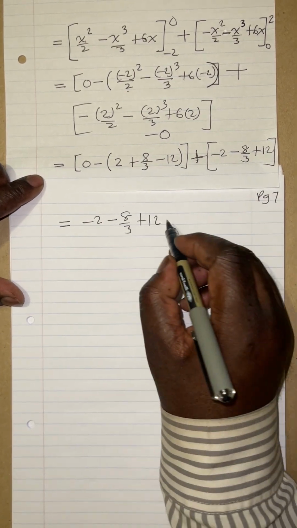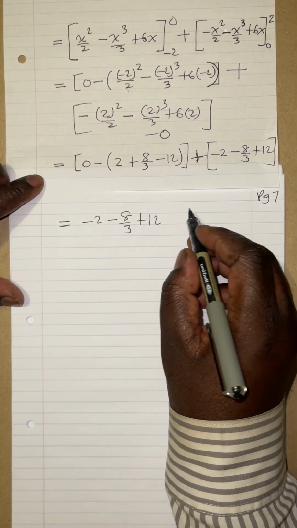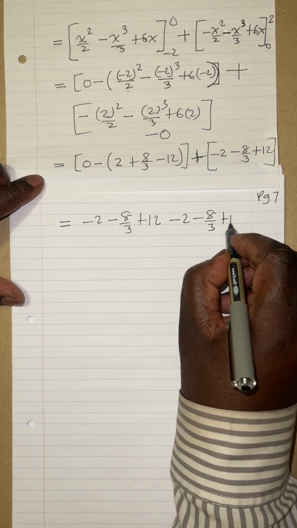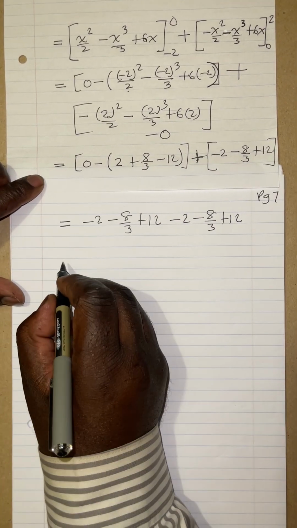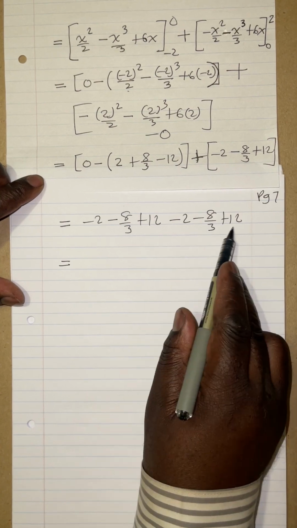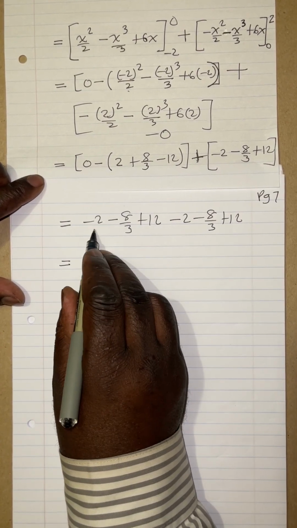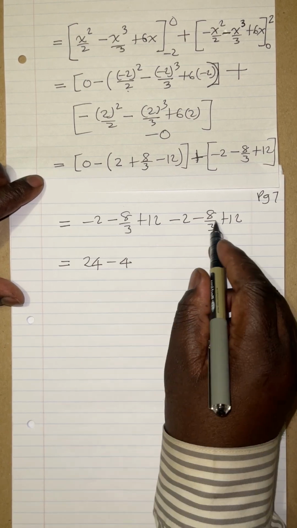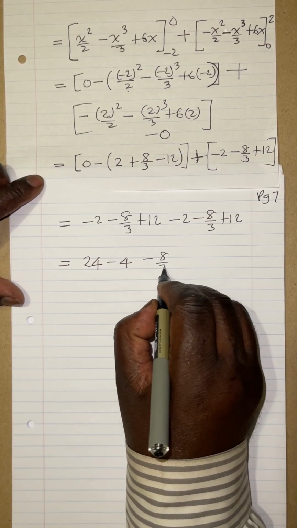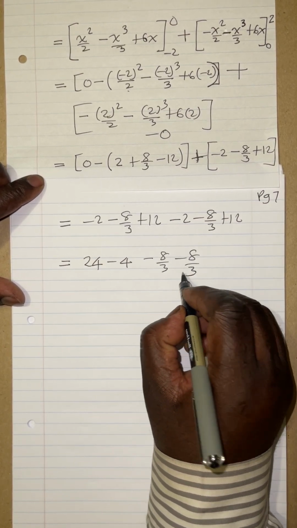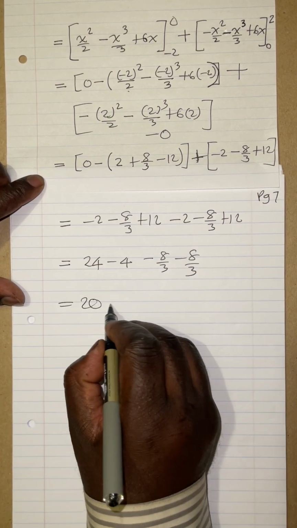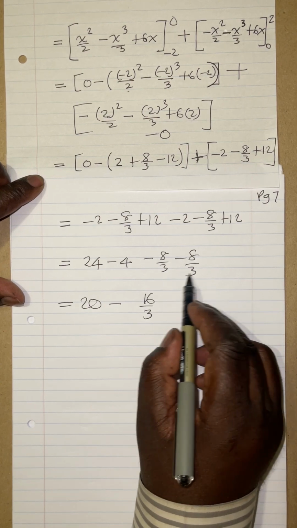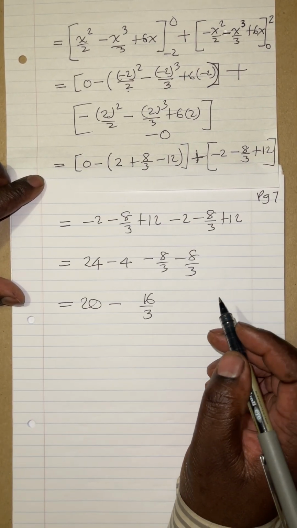Right here, the plus sign doesn't change any sign inside there, so it's going to be minus 2 minus 8 over 3 plus 12. Now let's put positive terms together. The 12 and the 12 will give you 24, and minus 2 minus 2 is minus 4. And then here we have minus 8 over 3 minus 8 over 3. This is 20 minus, and that will be, if you like, 16 over 3, because they have the same denominator, so you can just add the numerators.